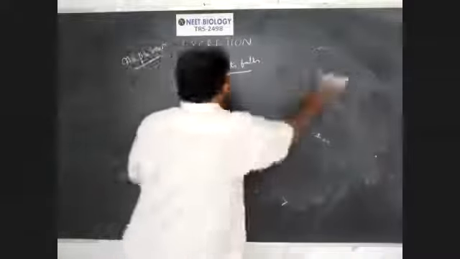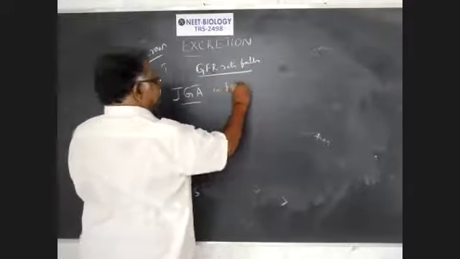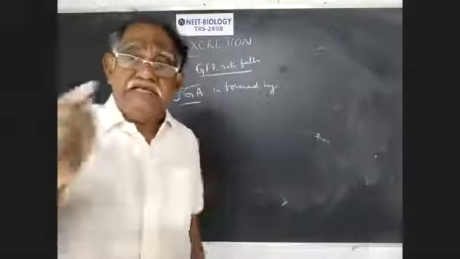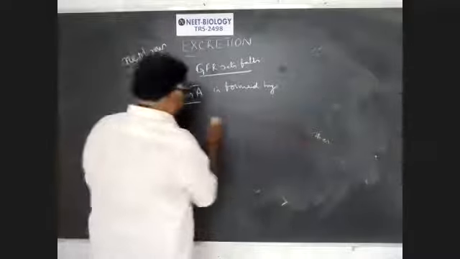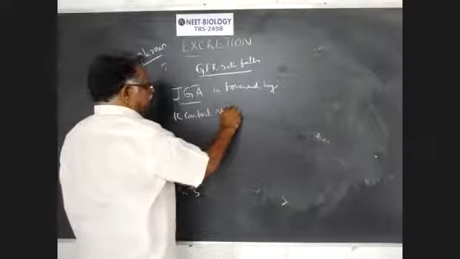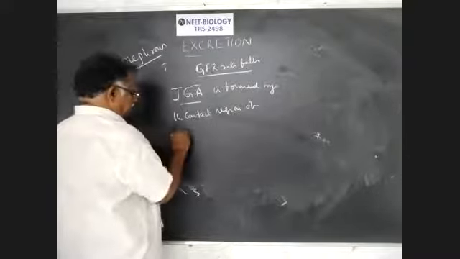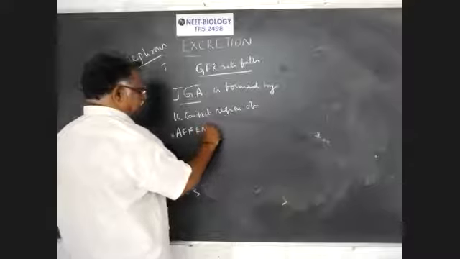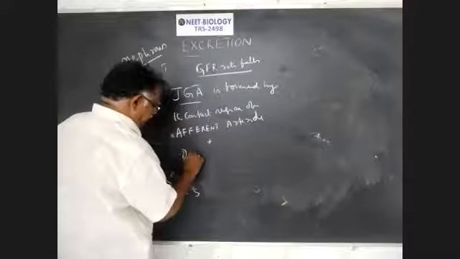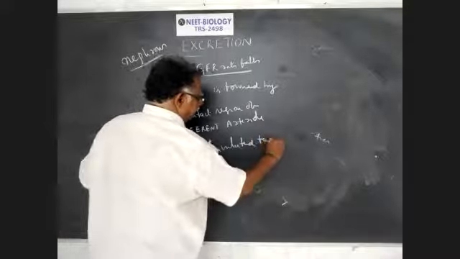Next point. JGA, juxtaglomerular apparatus, is formed by the contact region of the efferent arteriole and distal convoluted tubule. Important point, everybody should note down.